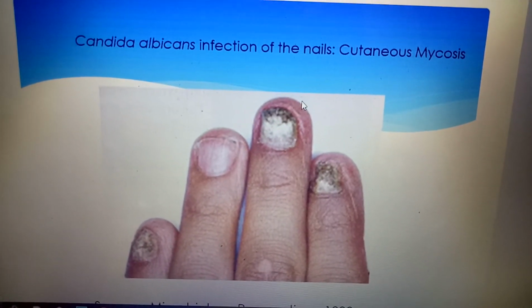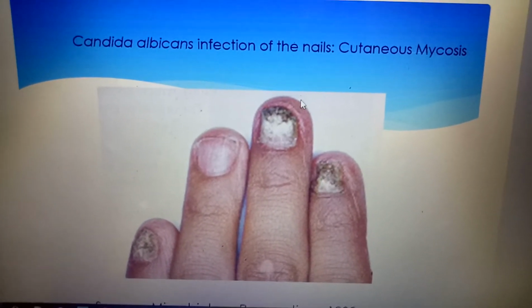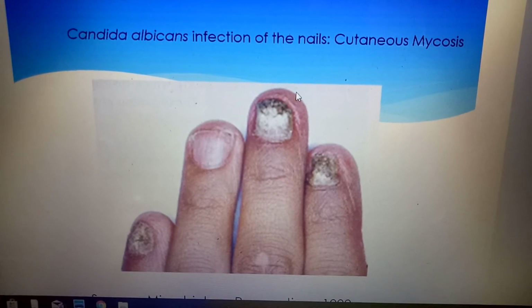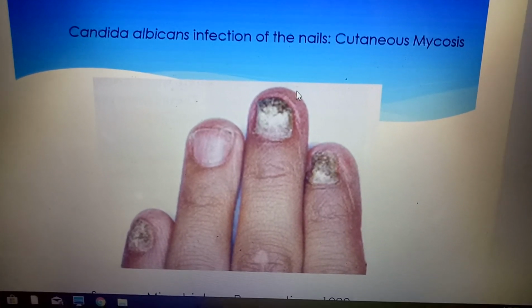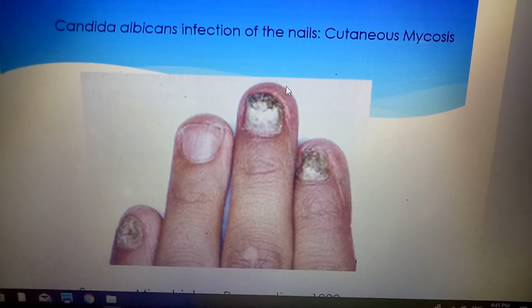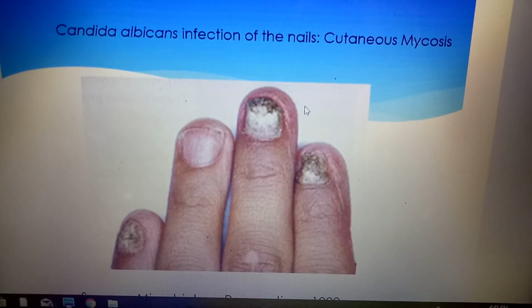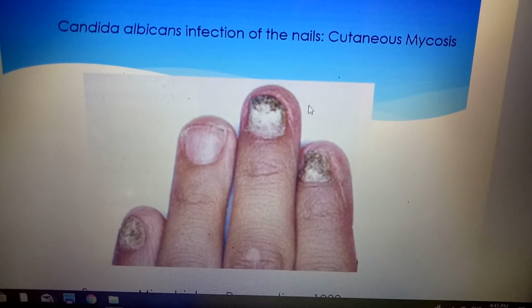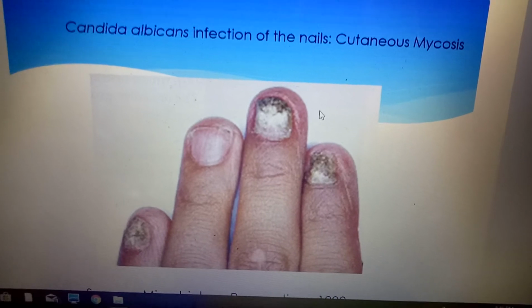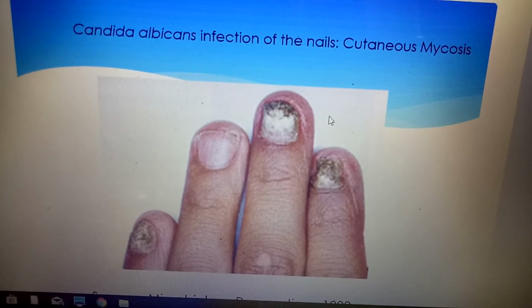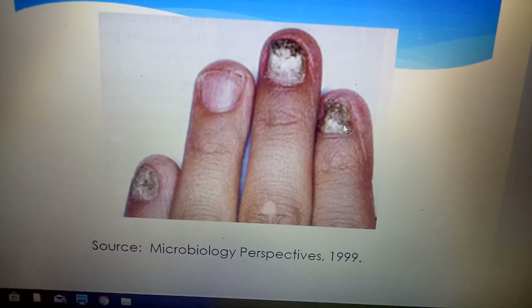This is another example of a disease caused by Candida albicans, infection of the nails, called cutaneous mycosis. Don't forget to recall the scientific name of this infection, through the nails of humans by Candida albicans.